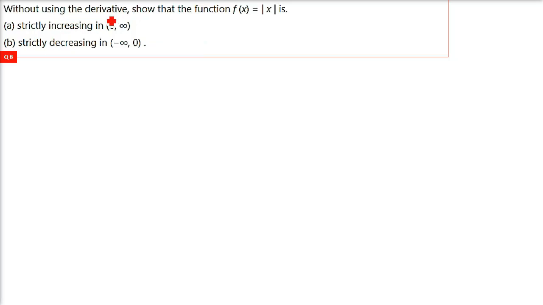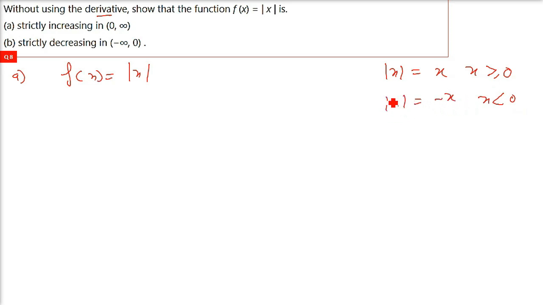Without using the derivative, show that the function f(x) is equal to modulus x. Please remember, this exercise has strictly forbidden us from using the derivative. So we are talking about f(x) equals modulus x, strictly increasing, strictly decreasing in different domain ranges they want. So first we will take A, and it is saying that the function is actually the modulus function. The modulus function has a very simple explanation. If x is greater than or equal to 0, it is a positive number, modulus x will give you x. If x is less than 0, that is, x is a negative number, then modulus x will give you negative x. So this is the whole explanation of a modulus function.